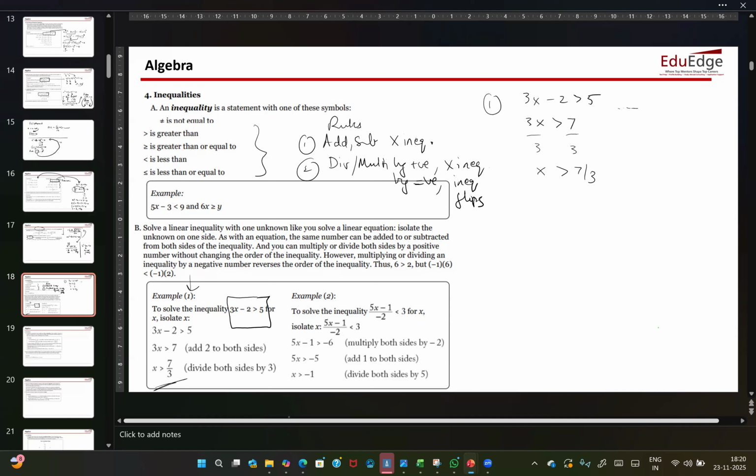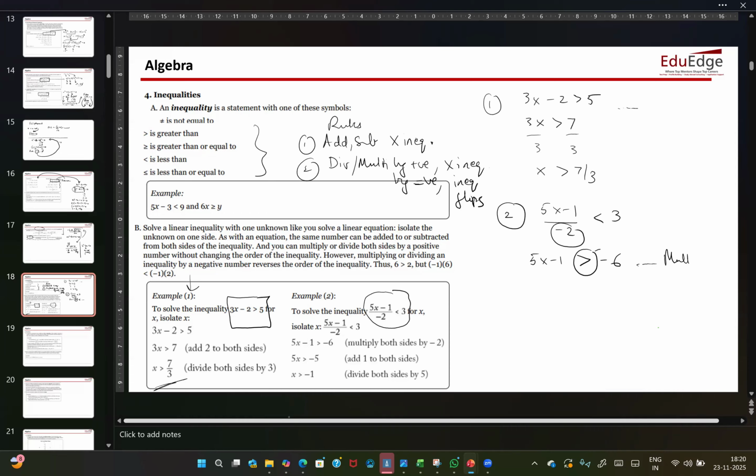Correct. Now, example 2 is this is the inequality. How do we solve that? So let's put it out here. Now, clearly the denominator has a minus 2, right? So now if we multiply both sides by minus 2, it will flip the inequality.